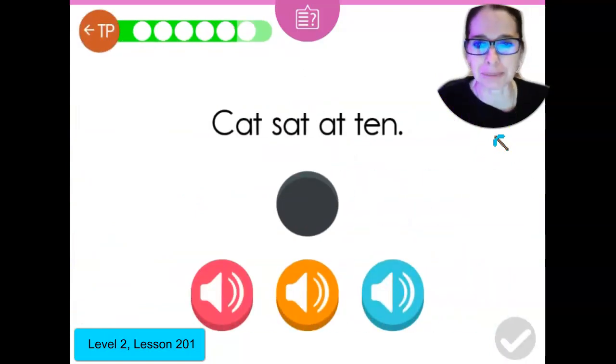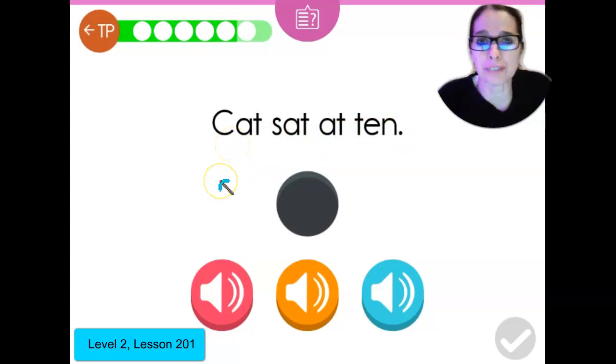Now I'm here to read some sentences. I know they're sentences because it has an end mark at the end and a capital letter at the beginning. And when I read it, if it's a sentence, it should make sense. Let's read it. Cat sat at 10. Read it. You read it?